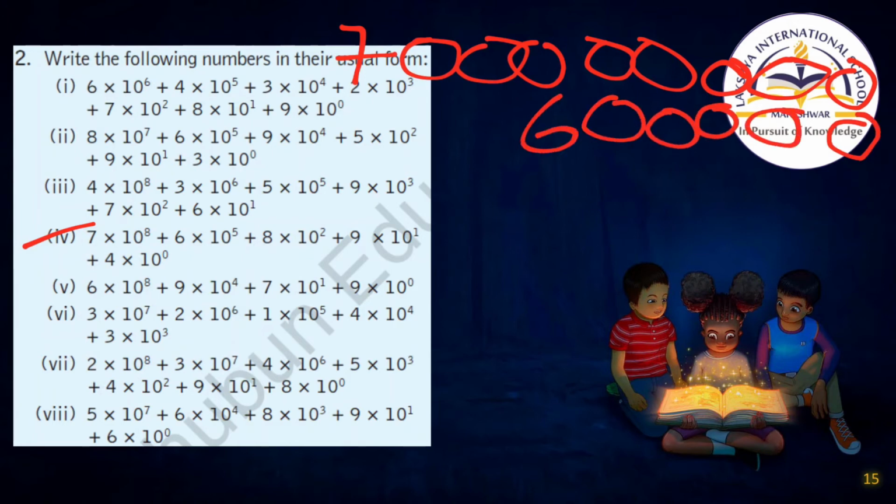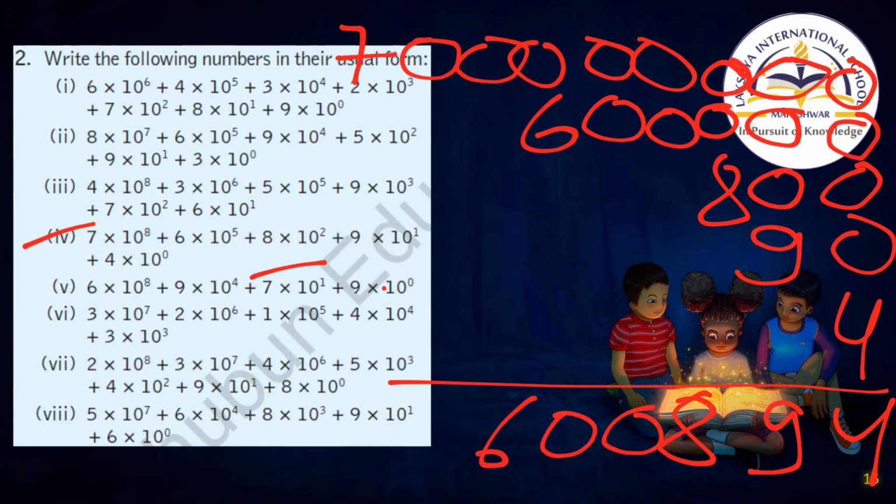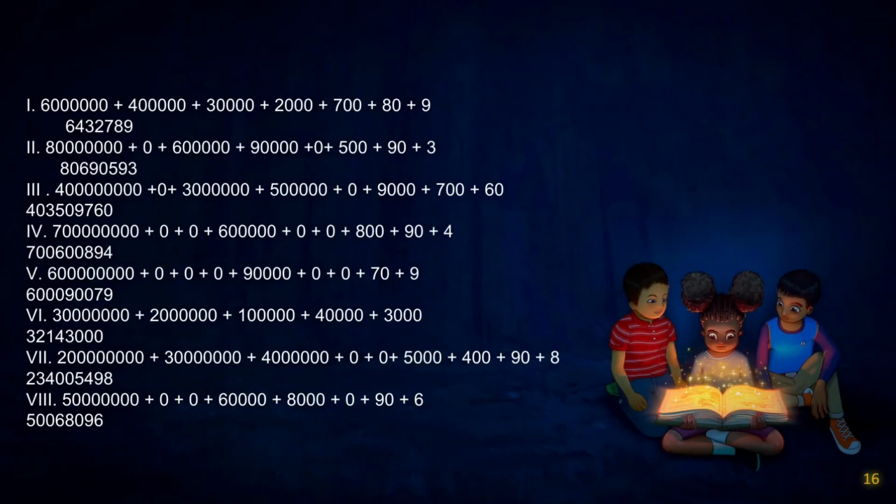Now here 6. Now 8 raised to the power 8 into 10 to the power 2. Now 8. Now here 9 into 10 to the power 1: 9, 0. Now 4. So 4, 9, 8, 0, 0, 6, now 00, 7. So 700, 600, 894 is the answer. 700, 600, 894. Okay, so like this you have to solve.